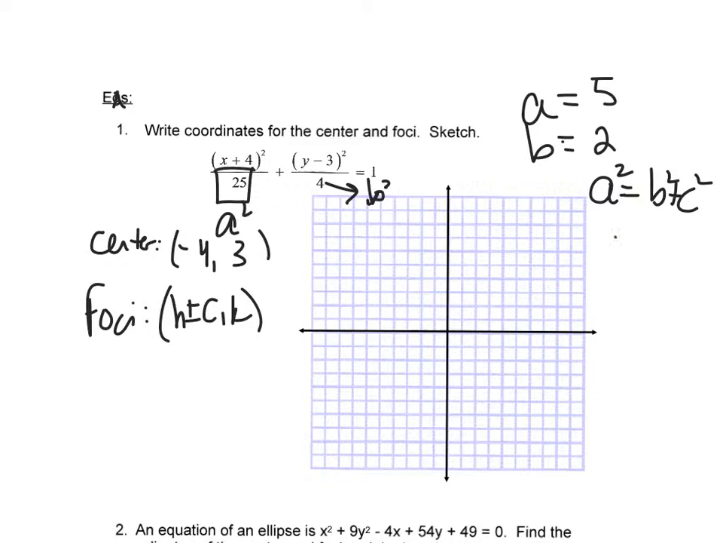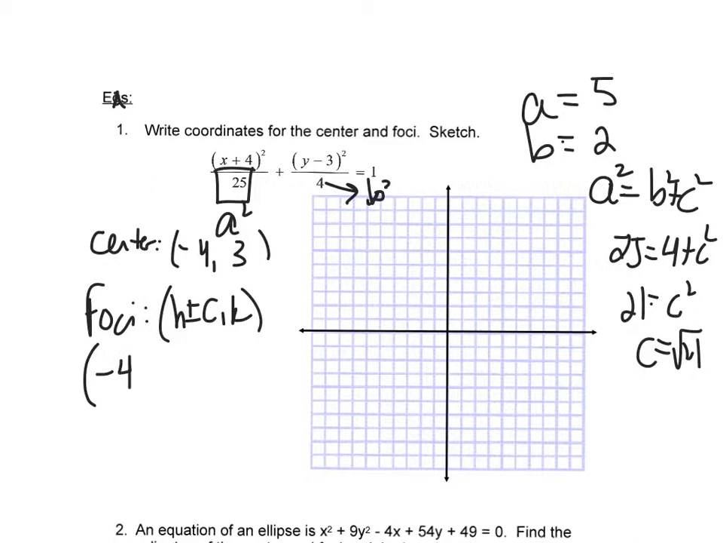So that means that A squared is 25. We already have that. B squared is 4. And then we need plus C squared. So subtract the 4, you get 21. So C equals radical 21, which means my foci are H, which is -4. Okay, because I know that from my center. This is H, this is K. Plus or minus radical 21, comma, 3. Okay, so keep it as a simplified radical. We actually can't simplify that radical, so you can leave it like that for paper.